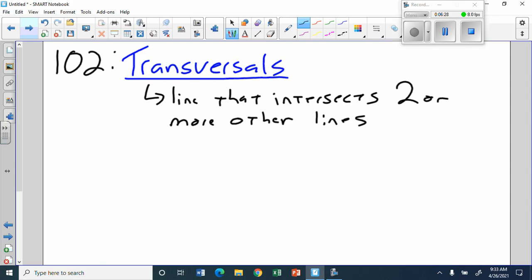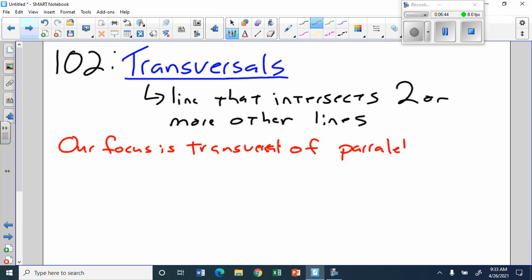Now what we're going to focus on, our focus, and probably the most valuable, is a transversal of parallel lines. That looks like a terrible way to spell parallel. I think it's only one R and two L's instead. P-A-R-A-L-L-E-L, parallel lines. Our focus is a transversal of parallel lines.